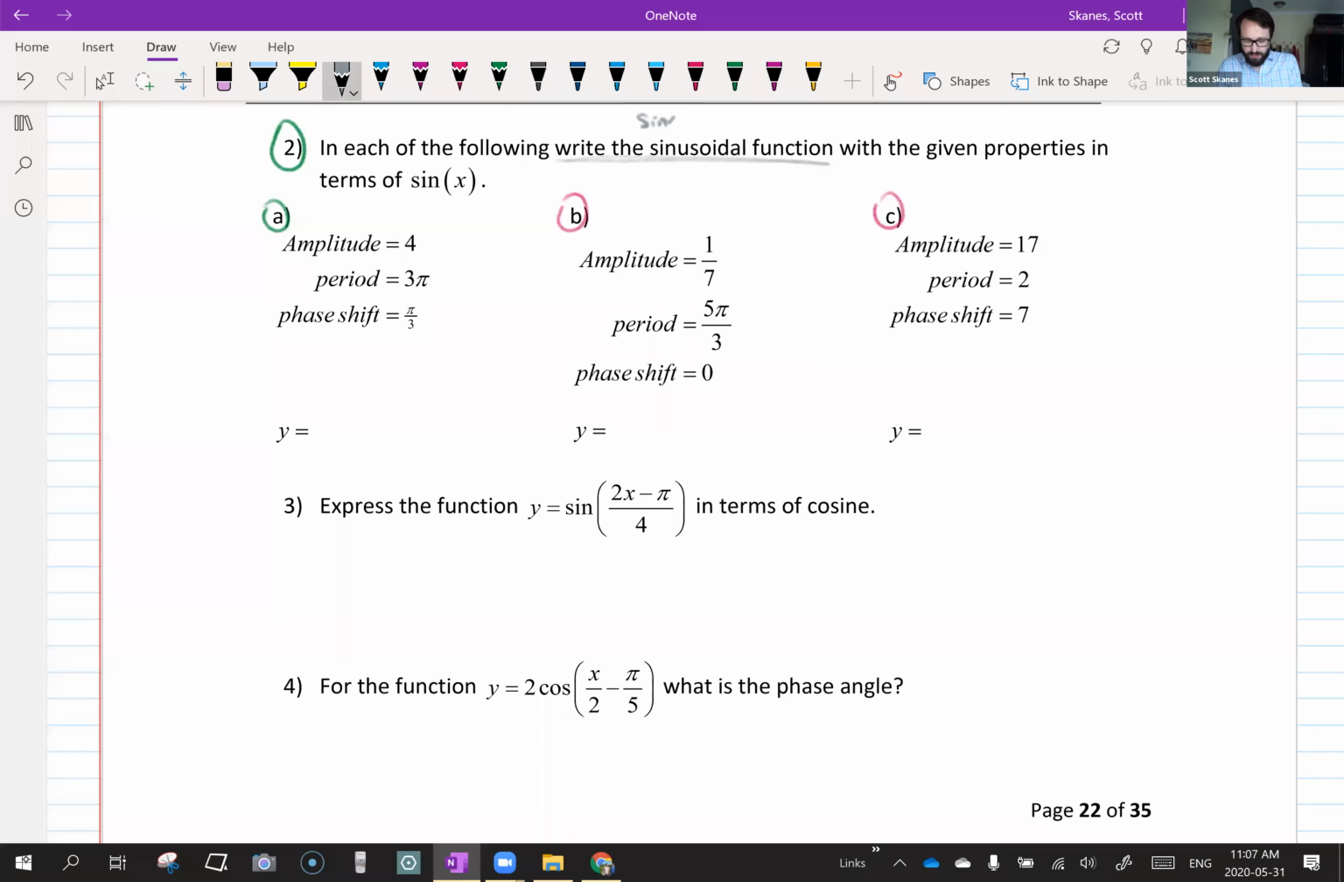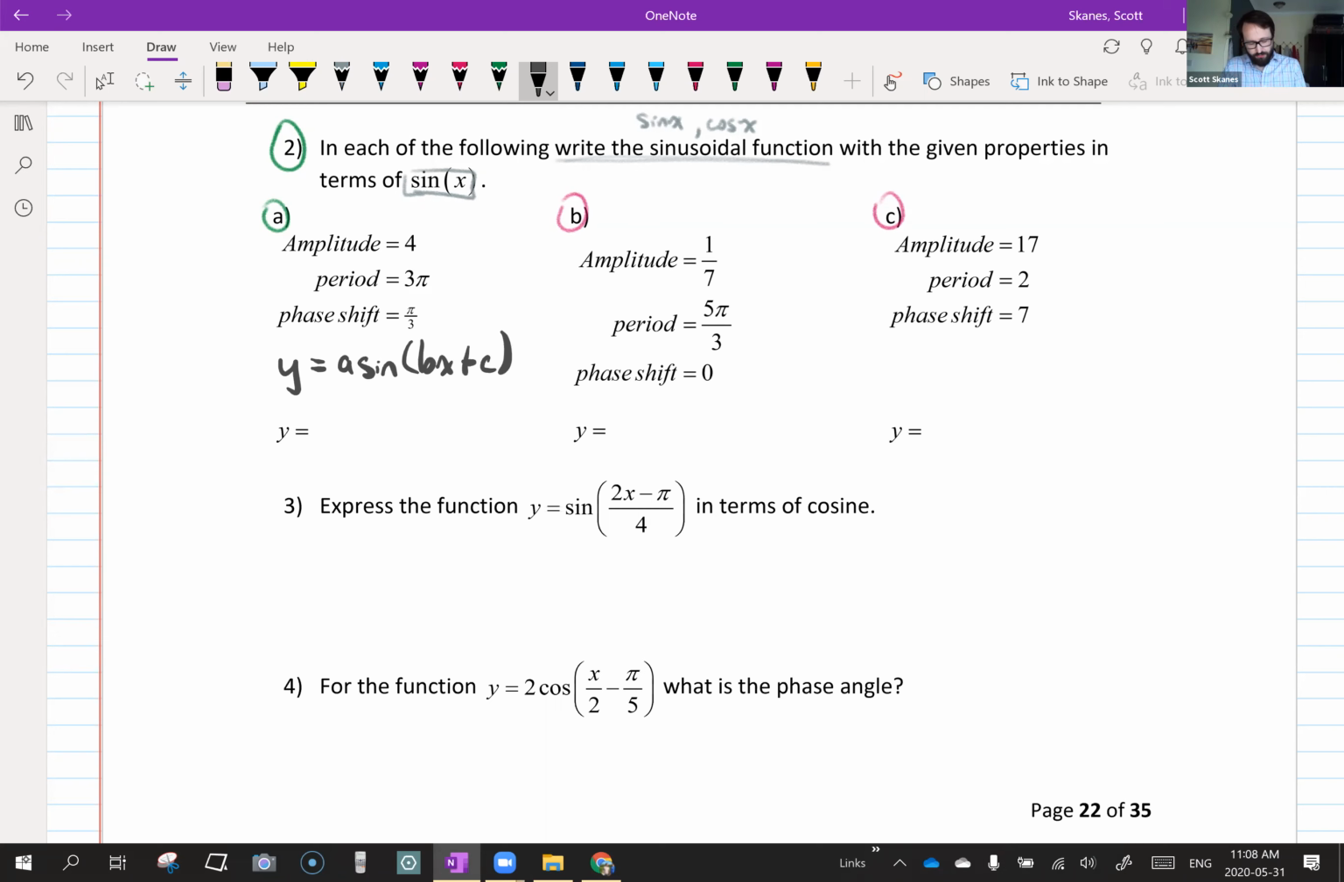Sinusoidal, by the way, just means sine x or cosine x. That's where the name comes from. And it says in terms of sine x, so we actually don't need to worry about cos x too much. It gives us the 3 main pieces: amplitude, period, and phase shift, also known as displacement. We just need to fill in the values like this.